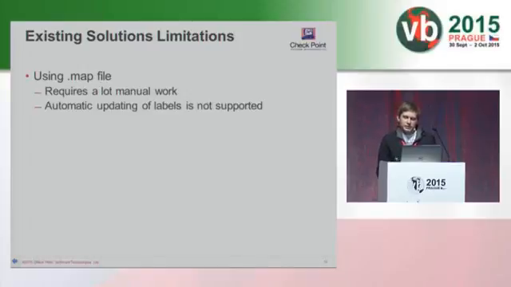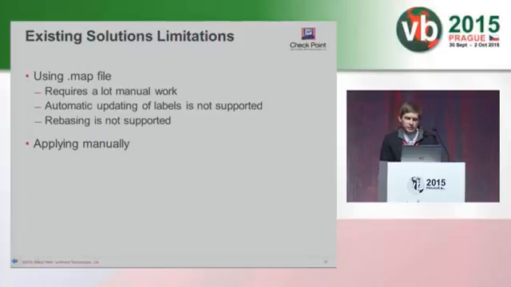Also, automatic updating of labels is not supported, so you need to perform the aforementioned steps every time you update something in IDA. And rebasing is not supported, so if the module that you're working on will be mapped to a different image base, you'll be in trouble and forced into even more work. Another possible solution is to apply labels manually by hand, but it's time-consuming, it gets worse when the IDB grows, and it's error-prone.